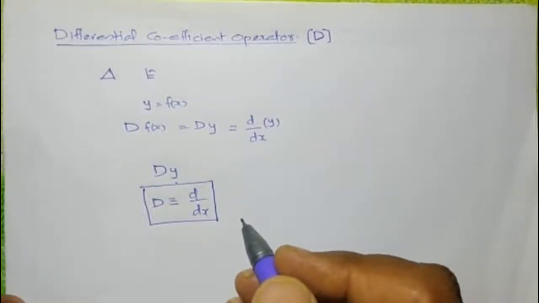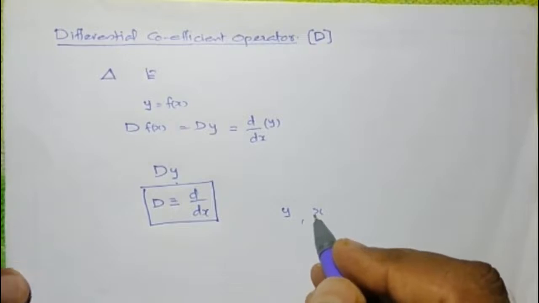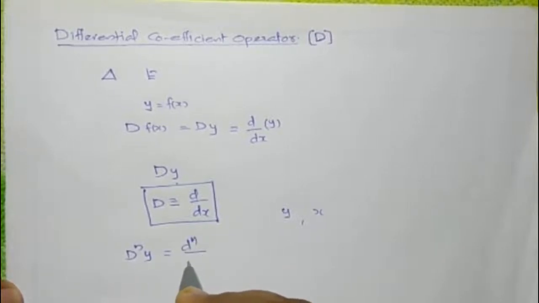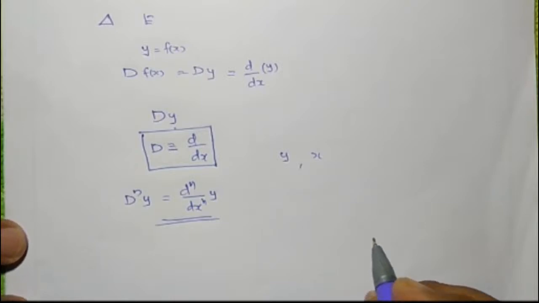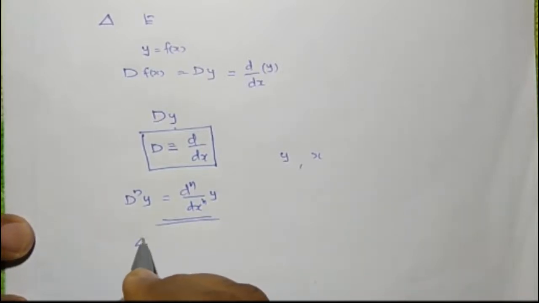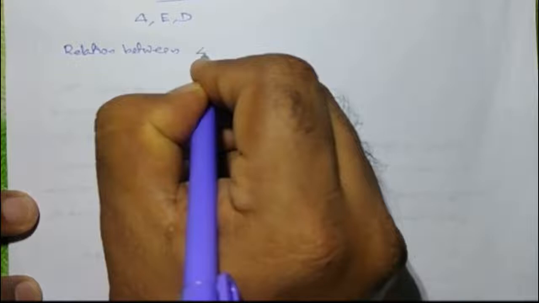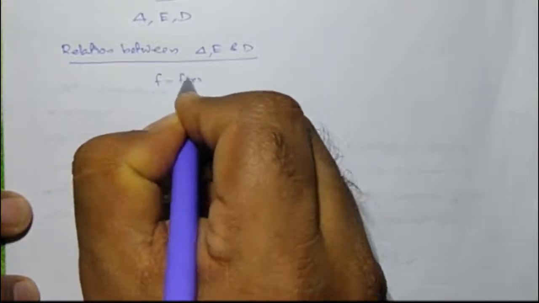If we want to write the nth derivative of y with respect to x, then it could be written as D raised to n y equal to d raised to n by dx raised to n y. Now we shall find the relation between the operators delta, E and D. Let f equal to f of x be a function of x.